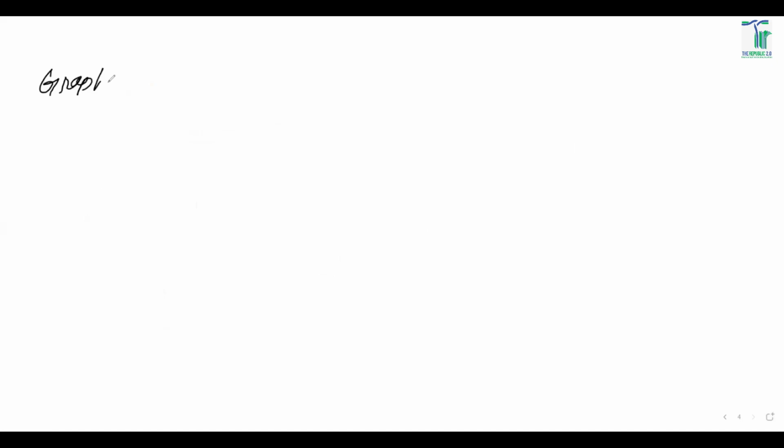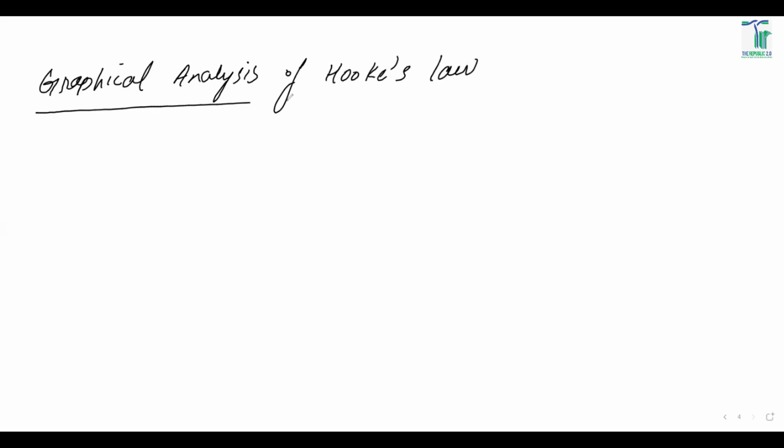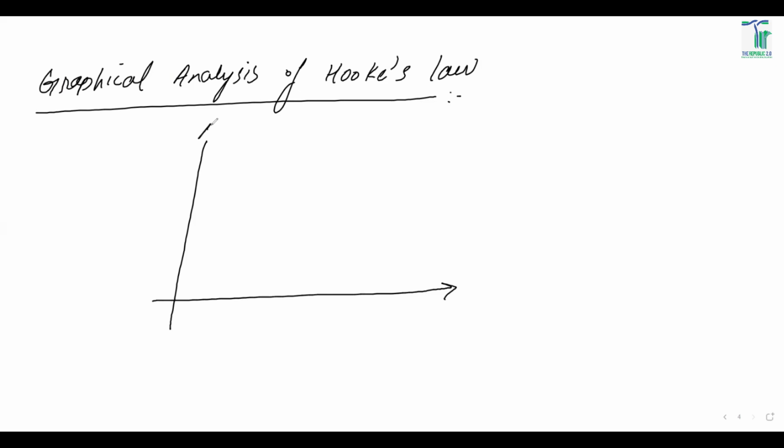The second topic is some sort of graphical analysis of Hooke's law. Since force and extension are directly proportional to one another, what would be the shape of the graph between them? A straight line through the origin. Exactly. It would just be a straight line passing through the origin, right?